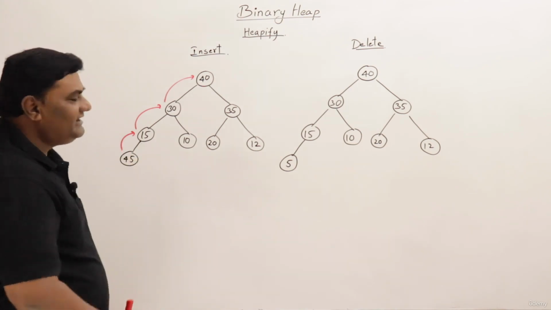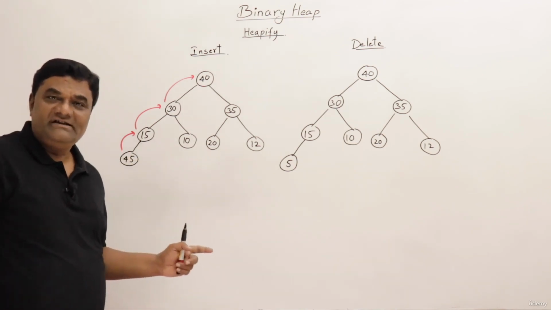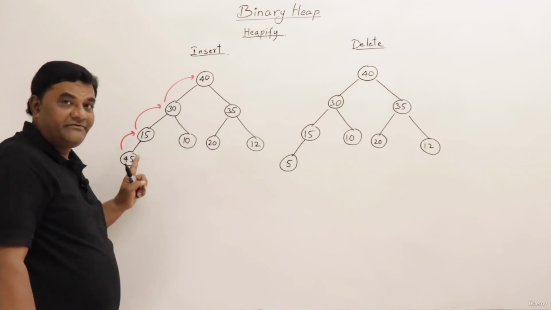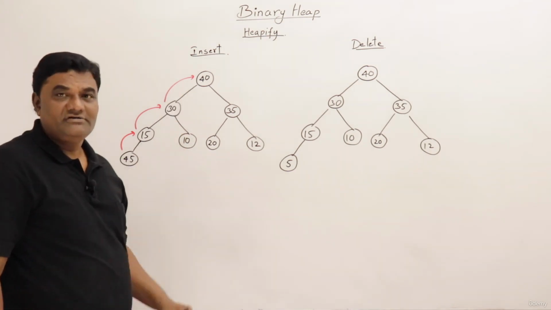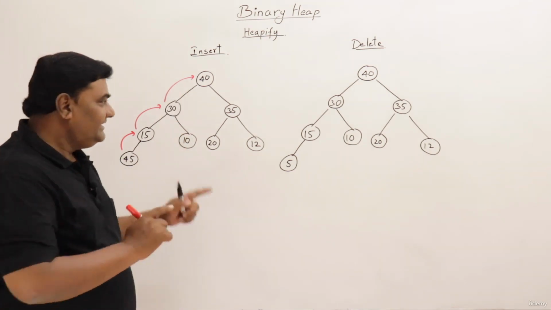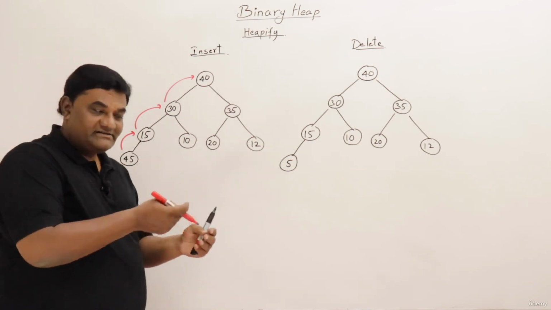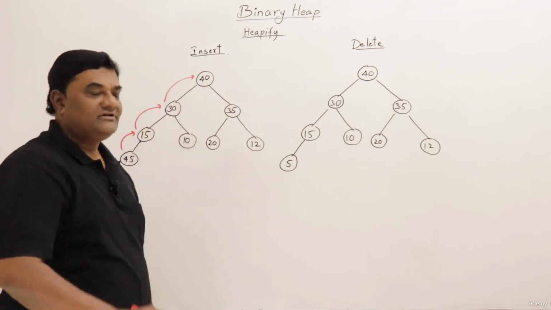So we have adjusted the element. So how adjustment is done? By sending the element from leaf towards root. So only this is important. In insertion, elements are adjusted by sending an element from leaf towards root.